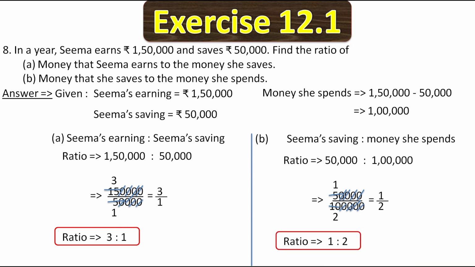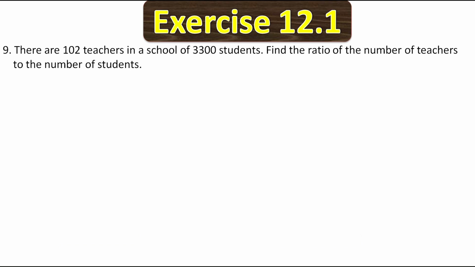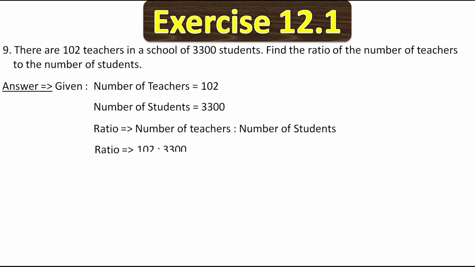Okay. Now let's move to the next question, that is the 9th one. There are 102 teachers in a school of 3,300 students. Find the ratio of the number of teachers to the number of students. It's easy. First of all we will write the given things. The number of teachers is 102 and the number of students is 3,300. So the ratio is 102 is to 3,300.